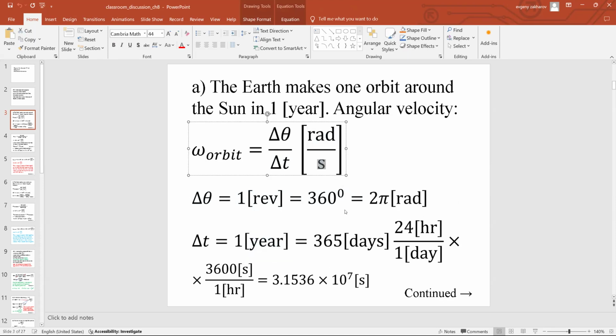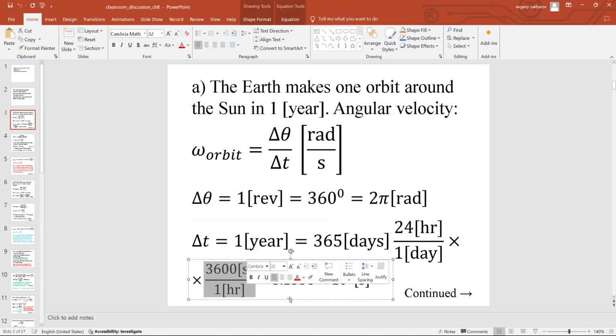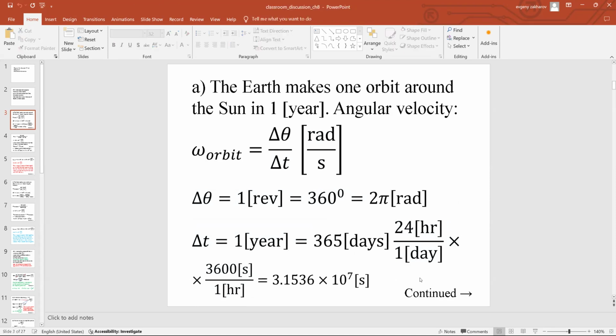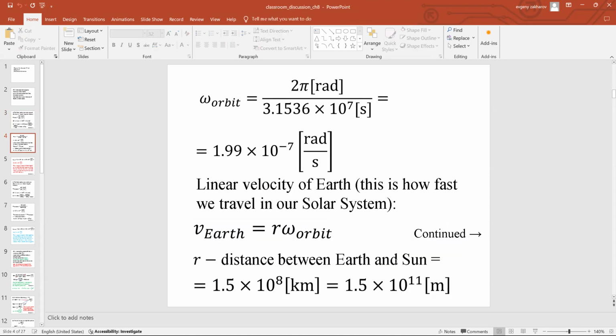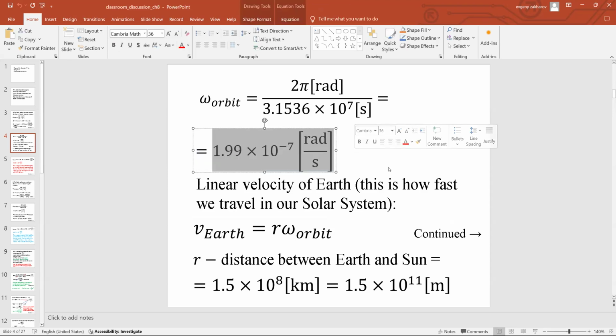And for the time, it must be in seconds, and we're talking 1 year. So you start with 365 days, and 1 day is 24 hours, so days cancel. And each hour is 3,600 seconds because it's 60 minutes and 60 seconds. Hours cancel, and you're left with seconds. And you're going to get about 31.5 million seconds. So it's 2 pi over 31.5 million seconds, which gives you a very small value. It's 10 to the negative 7th. You take number 2, and you have to divide by 10 7 times.